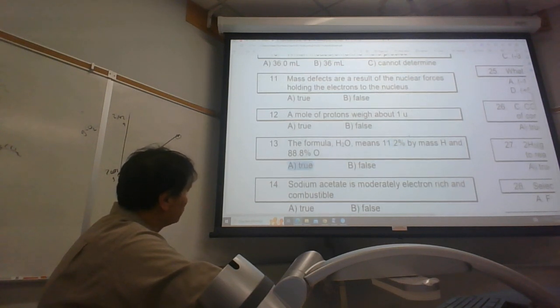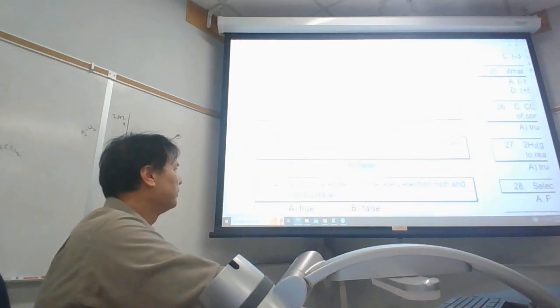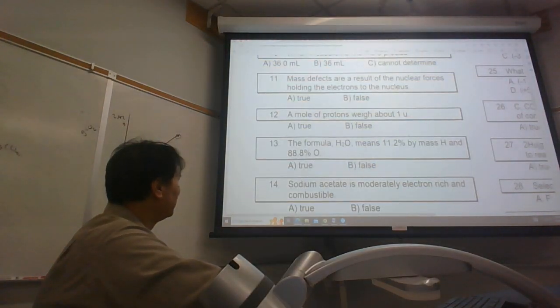So if you wrote true, because this is true, that's fine. If you wrote false, because the formula means 33% oxygen, 67% hydrogen, then that's fine too. So this problem, 13, throw it out.